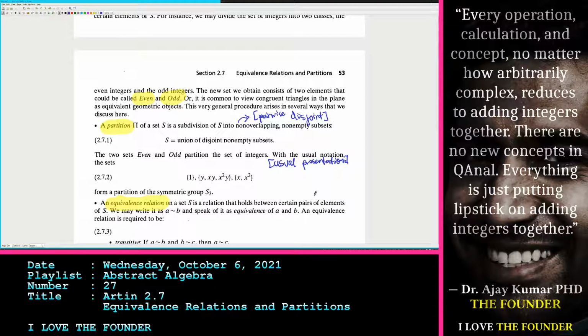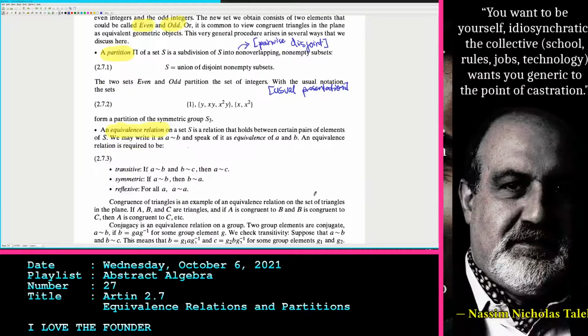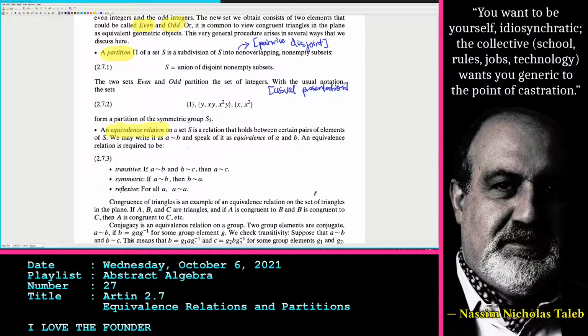Anyway, an equivalence relation on a set S is a relation that holds between certain pairs of elements of S. We might write it as A tilde B and speak of it as equivalence of A and B. An equivalence relation, I've talked about this back in Abstract Algebra 21, I believe, is required to be transitive, symmetric, and reflexive. Transitive means if A is equal to B, B is equal to C, then that implies A is equal to C. Note that these three properties correspond in a very straightforward manner with the group laws.